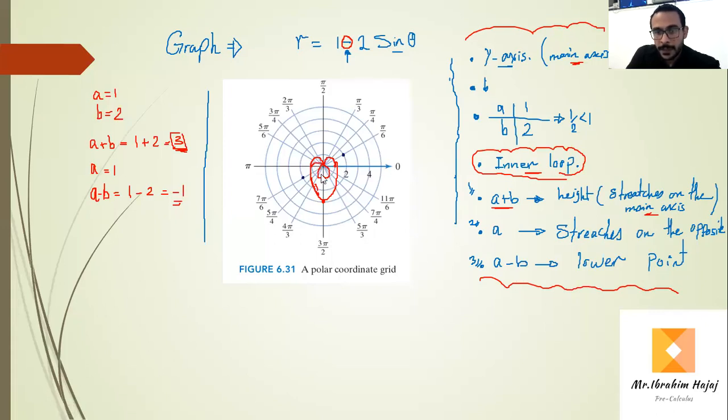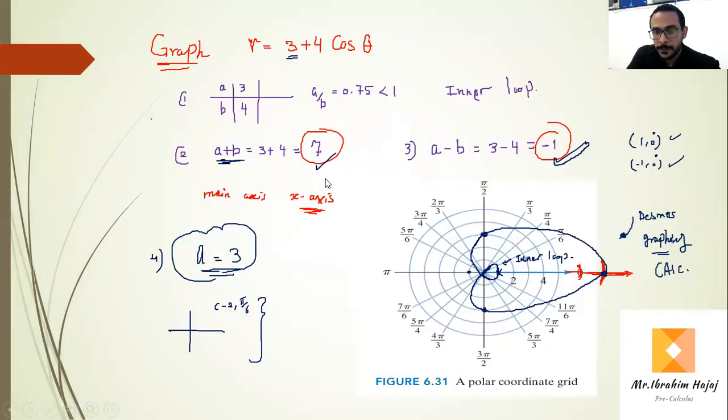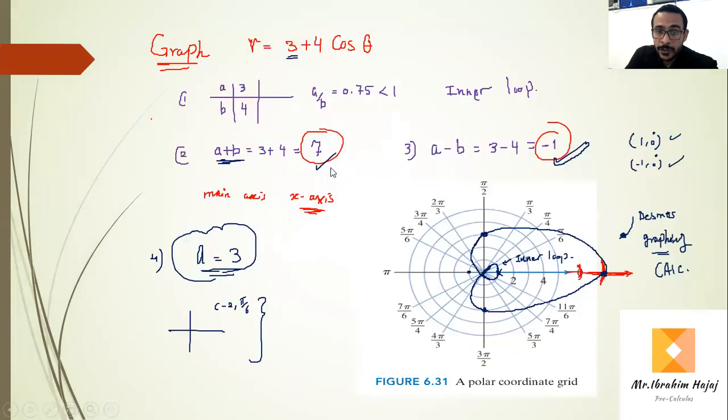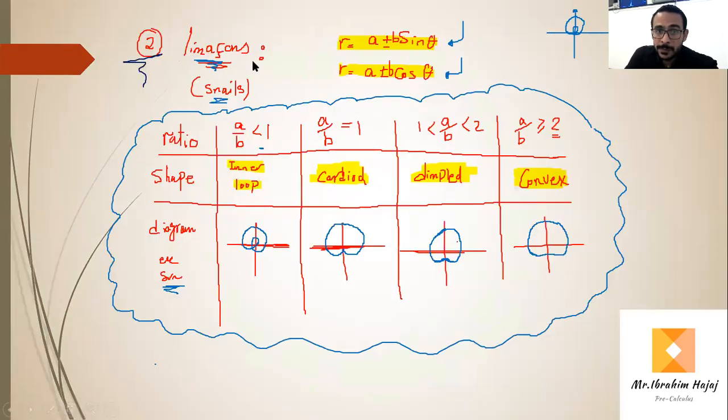A minus b gives the lower point of the loop inside the circle. The lower point is here. The lower point is -1, since 1 minus 2 is -1. So -1 gives the loop inside the circle. Then connect the points, and this gives this shape, which is the limaçon with an inner loop.